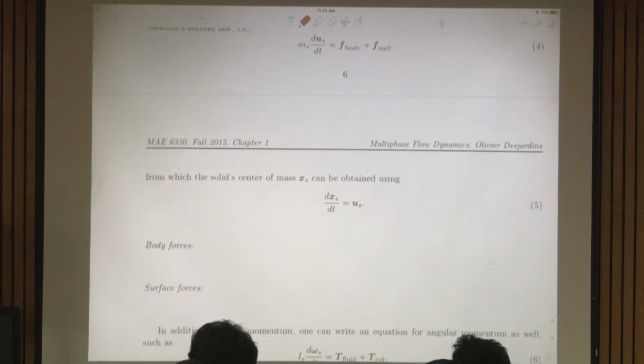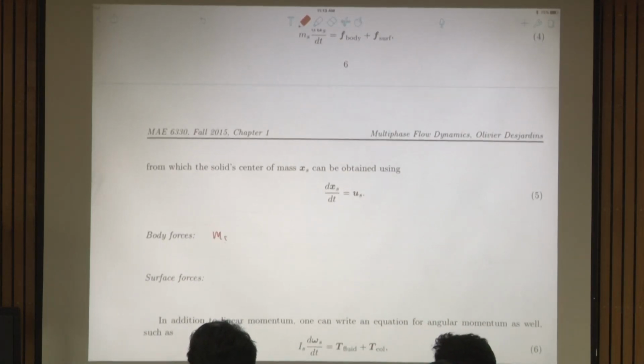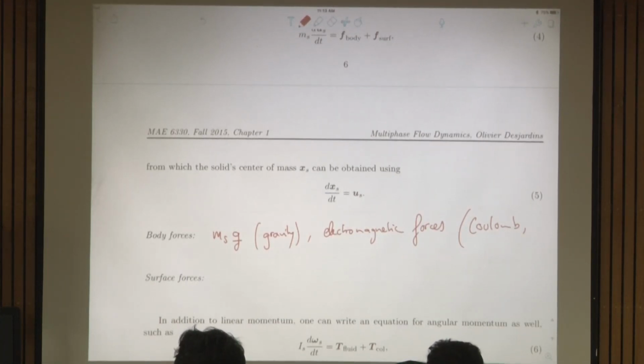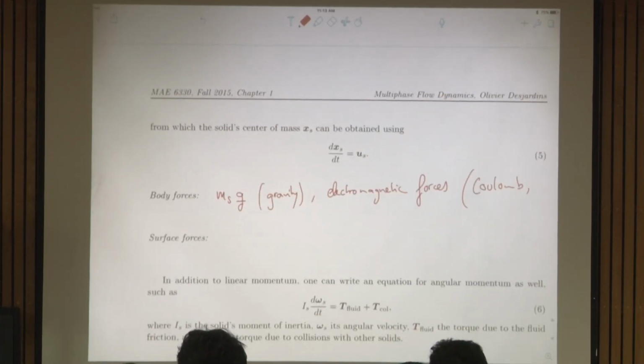So body forces will have the mass of the solid times the gravity. That's the effect of gravity. And you'll have electromagnetic forces, meaning essentially the Coulomb force or the Lorentz force, qE, or the same thing with magnetism.